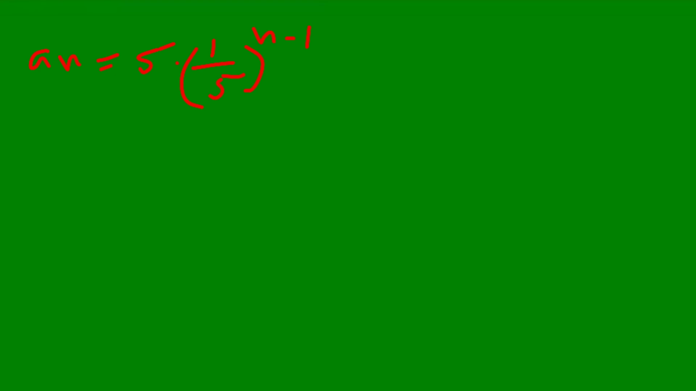Now put here n is equal to 1, a1 is equal to 5 multiply 1 over 5 whole power 1 minus 1, is equal to 5 multiply 1 over 5 whole power 0, is equal to 5 multiply 1 is equal to 5.